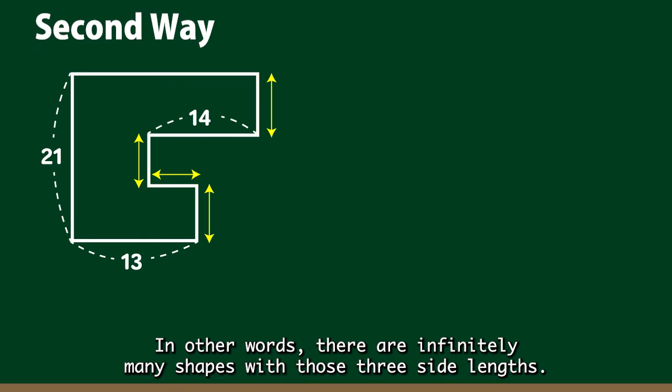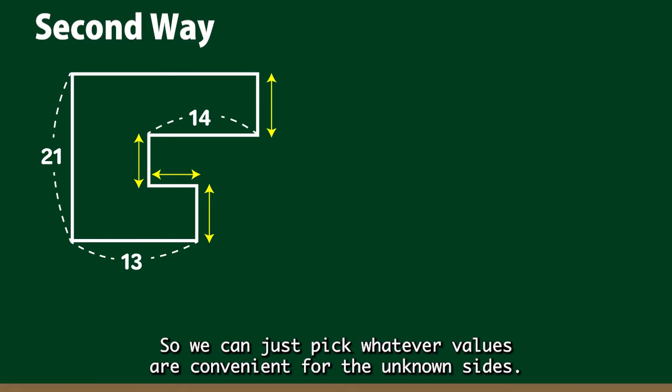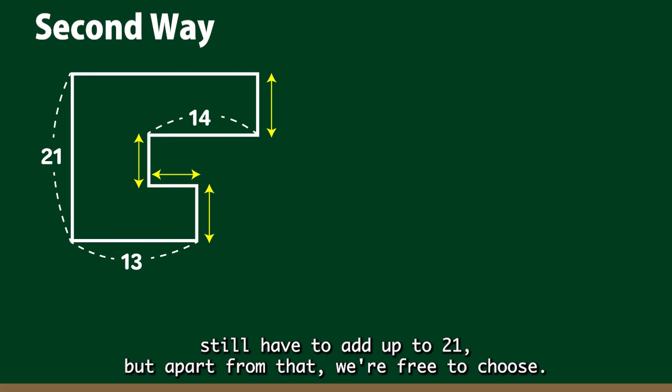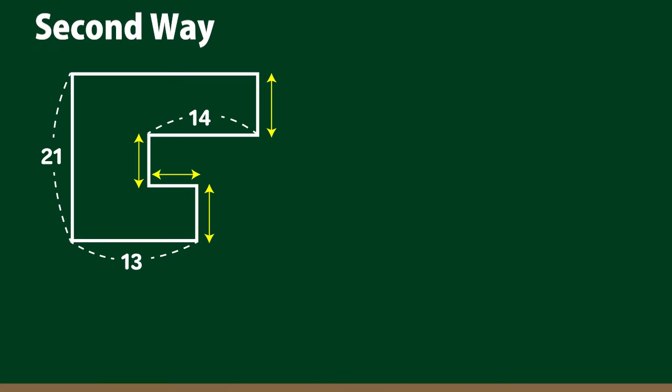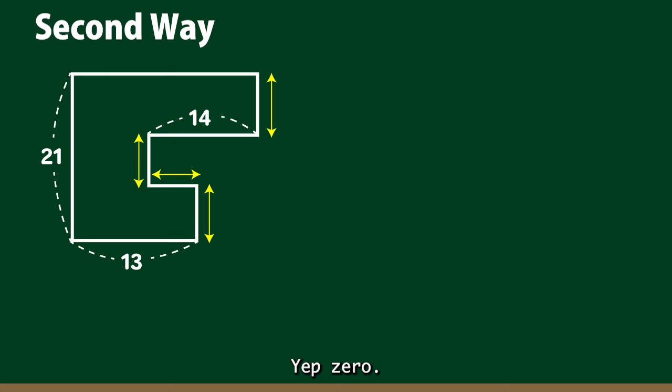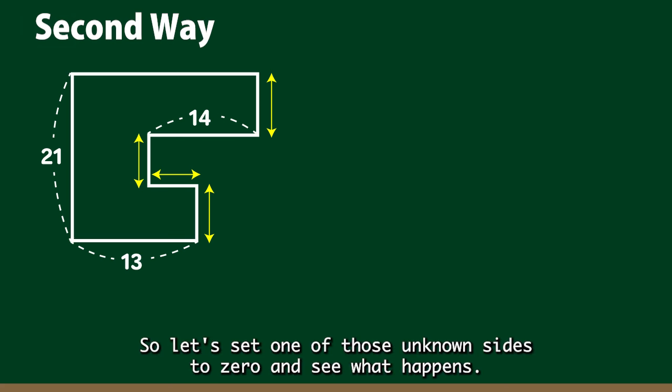In other words, there are infinitely many shapes with those 3 side lengths. So we can just pick whatever values are convenient for the unknown sides. Of course, the 3 vertical sides still have to add up to 21. But apart from that, we're free to choose. And what's the easiest number to work with? Yep, 0. So let's set one of those unknown sides to 0 and see what happens.